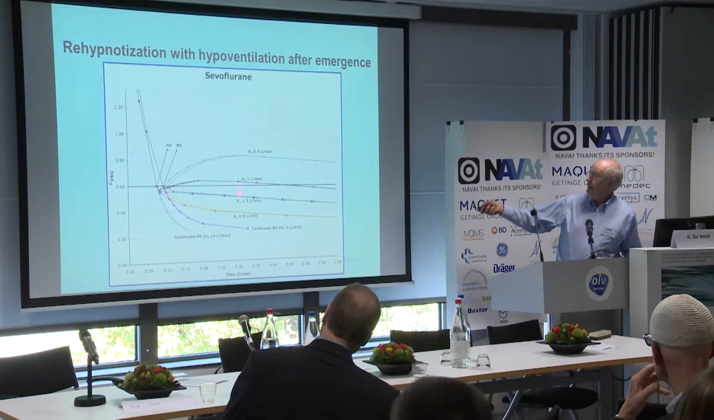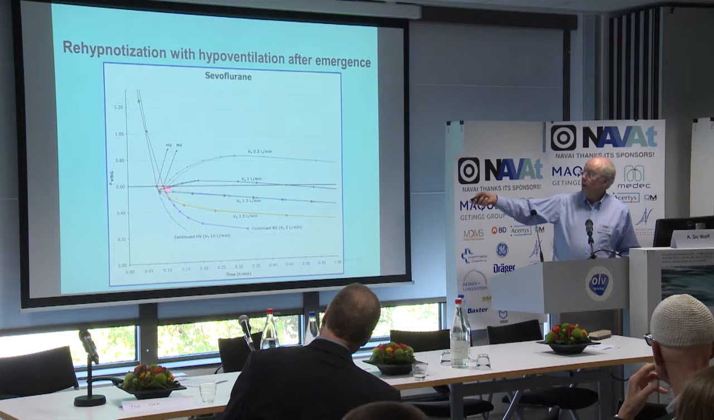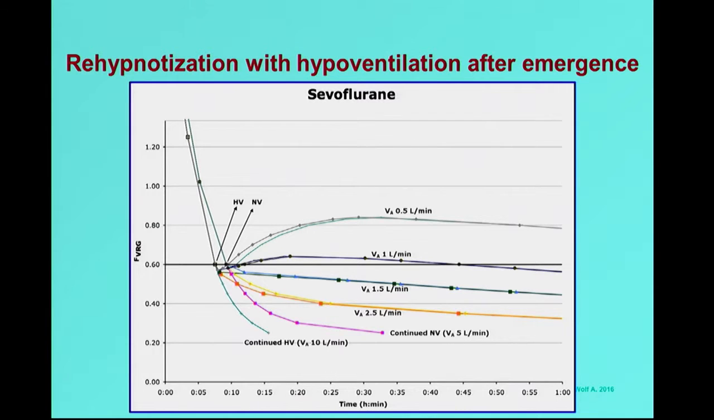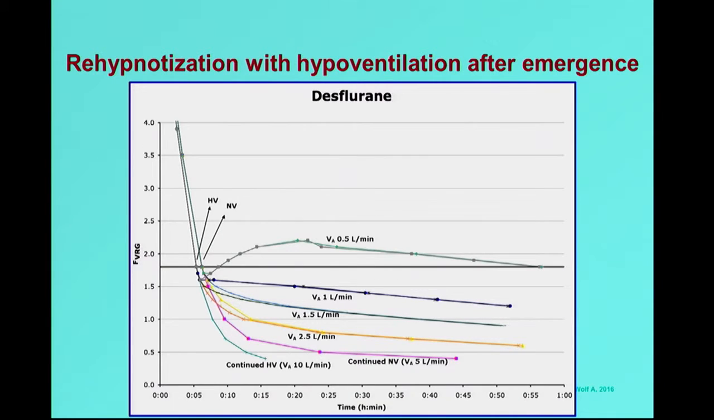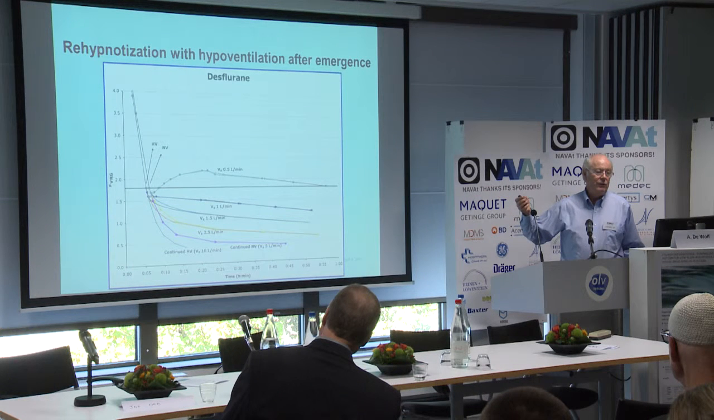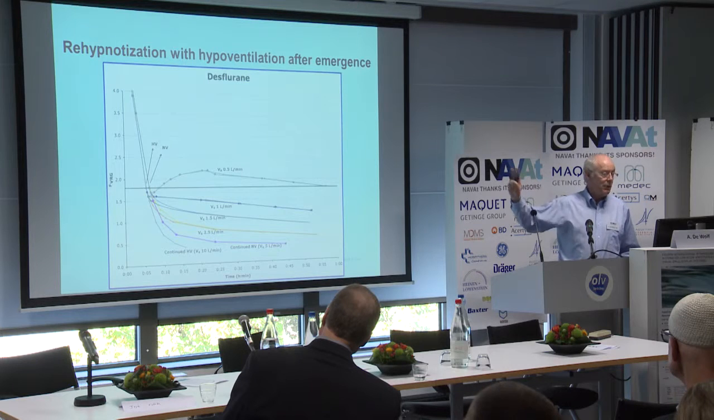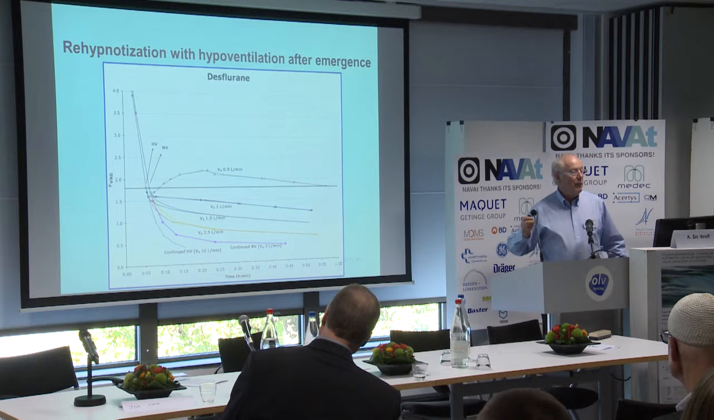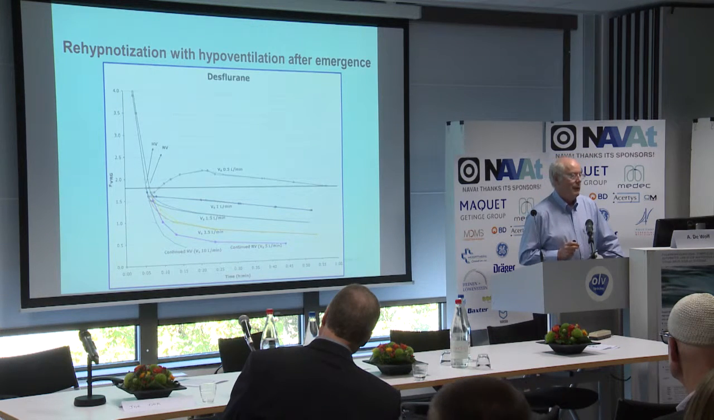Sevoflurane is a safer drug in that regard, because with a hypoventilation of 1.5 liters per minute, your brain partial pressure will continue to go down. So in this case, you have to hypoventilate a lot for your patient to become rehypnotized. While with desflurane, it's very unlikely that your patient will ever hypoventilate to such a degree, this is after an 8-hour anesthetic, to become rehypnotized. In other words, agents with a low solubility will give you a lesser chance of rehypnotization.